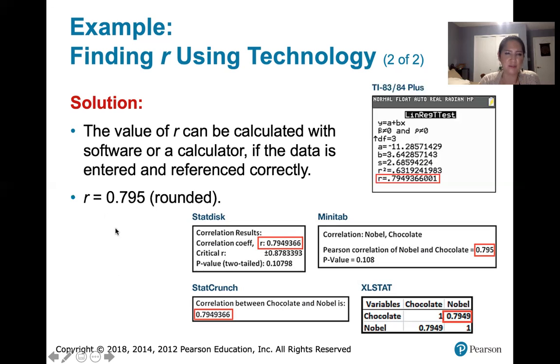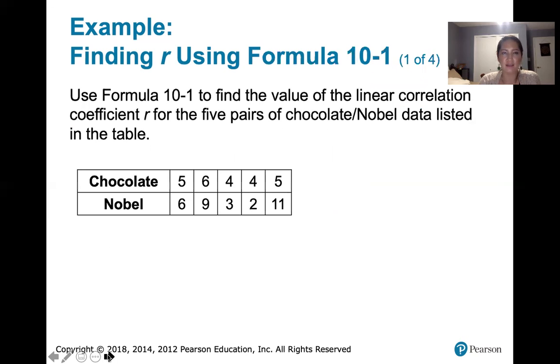And if we round, we have 0.795, which is the same value that we got using Excel. So that's one way of doing it, and I highly recommend that you use that method as you're doing your homework. But it's good to be able to compute things by hand as well.